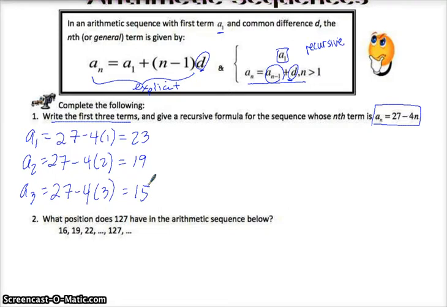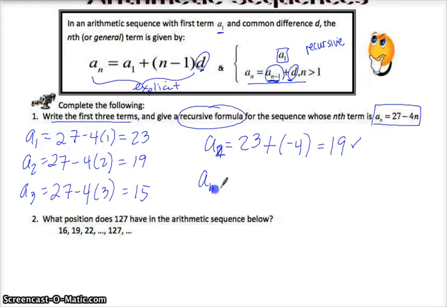So if you notice, if we have to give the recursive formula, we need 2 things. We need to know a term previous to this one, so maybe that's a sub 2. Like if we're trying to find a sub 2, we would use a sub 1, and we need to know the common difference. So a sub 2 would equal the first term, right? The first term is 23, plus the common difference of negative 4. Does it work? So let's just check it and see if we're correct. So 23 plus negative 4 would equal 19, so yes.